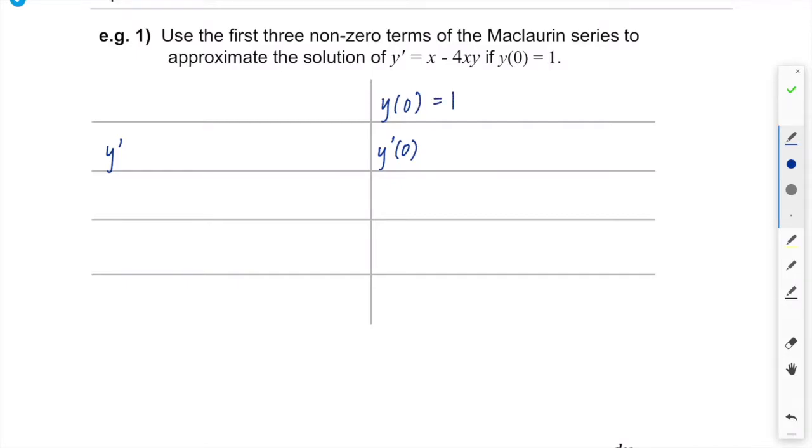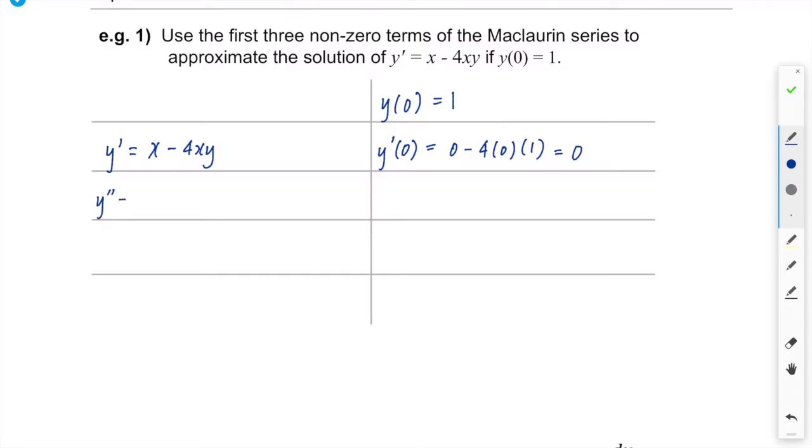And we also know that y of 0, the initial condition, is equal to 1. So very similar to how we usually work out a Maclaurin series, we're going to use this chart just to make it more organized. You don't really need a chart. Okay? So here we know that y prime is x minus 4xy. So y prime of 0 is going to be x is 0 minus 4 times 0, the y value is 1 given above, which is 0.